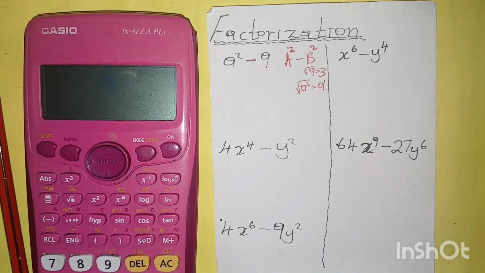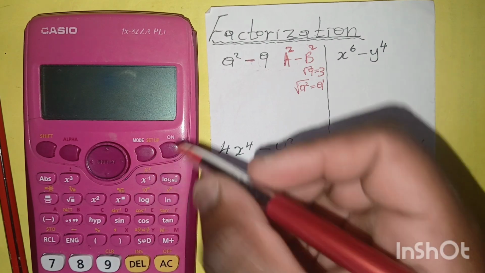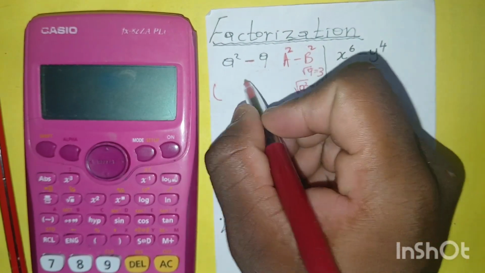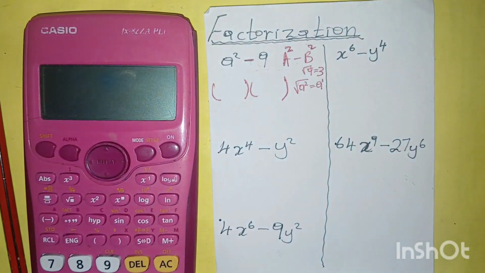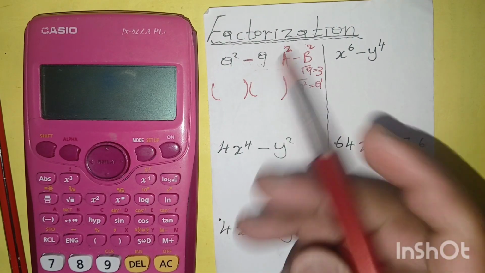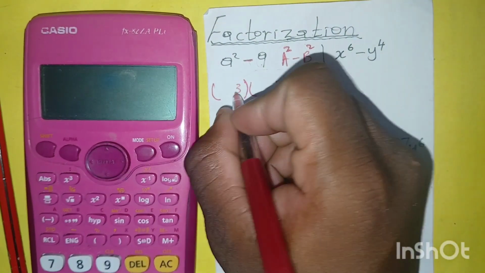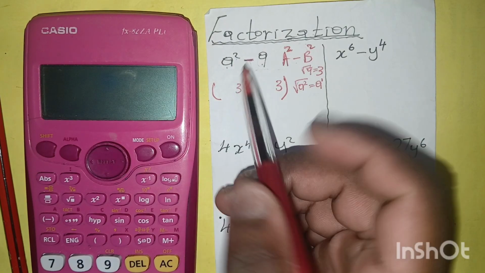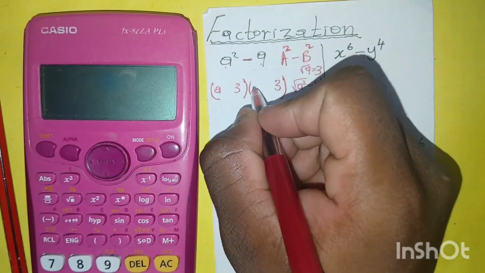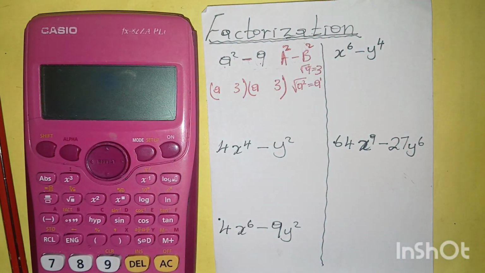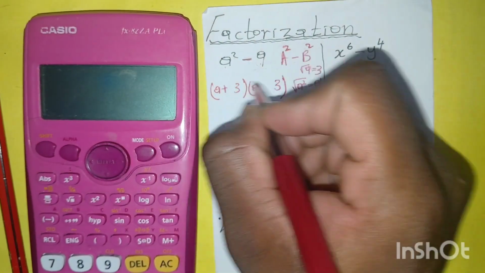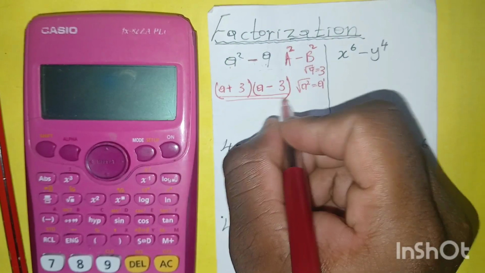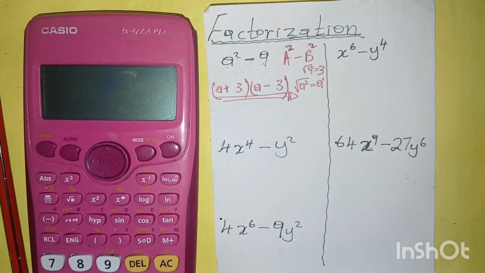So how to apply difference of two squares? You just say open bracket, close, open and close. The square root of 9 is 3. And the square root of a squared, you have the exponent, it's a. Then you can just say plus or minus, which is the final answer. Do you see how easy this thing is? It's not even hard, guys.